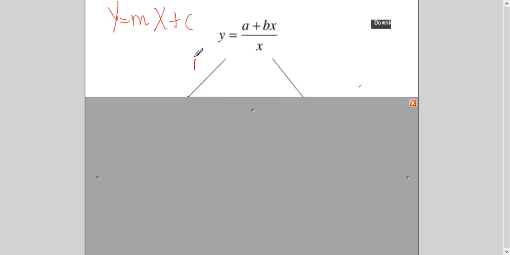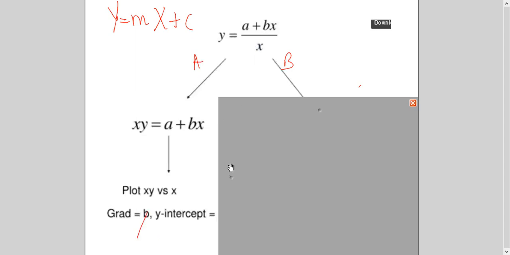Suppose person A thinks like this and person B thinks like this. What person A is thinking is that I will cross multiply. And when he cross multiplies, he gets xy equals a plus bx. Now if you compare here, this is your capital Y, this is your M, this is your capital X, and this is C. So you can change the places and rewrite it as xy equals bx plus a. So you can say xy is plotted against x. A is my xy intercept, and my b is my gradient.